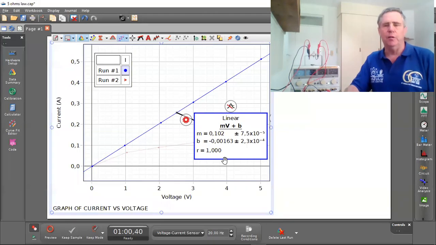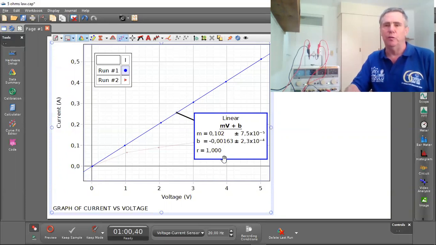Now, they use slightly different notation to us, but we've got current equals mV plus B. So the gradient here, we've got 0.102. And the B value, which we expect to be 0, you can see it's very, very tiny, negative 0.001. So it's as good as 0. It's really tiny. Now, what does R mean?